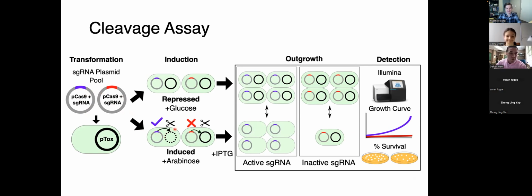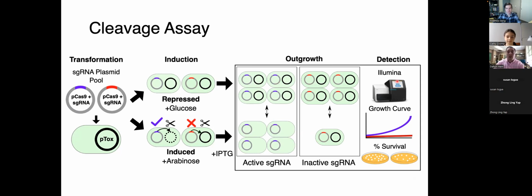Say the blue one that's targeting PTOX is highly active. You'll get cleavage and subsequent degradation of the PTOX plasmid. In the red example here, it has a perfect match. However, it's not a good guide. It doesn't allow for high cleavage, and therefore the PTOX plasmid remains intact. Therefore, in subsequent outgrowths, when we turn the toxin on, only cells harboring guides which have led to successful cleavage will be able to replicate, in the blue scenario here. But on the right, the red one, because the PTOX plasmid was not cleaved and degraded, the cells will stop growing. We can then compare the outcome of this to a non-induced or repressed condition where the toxin was never turned on. So this is what we can compare this to.